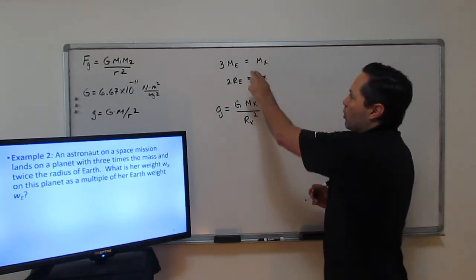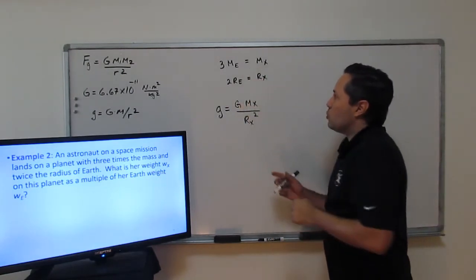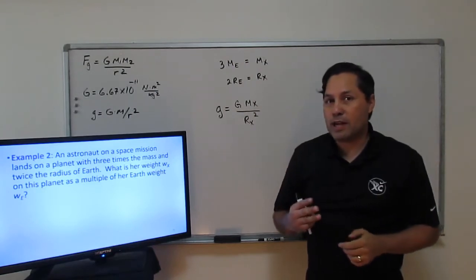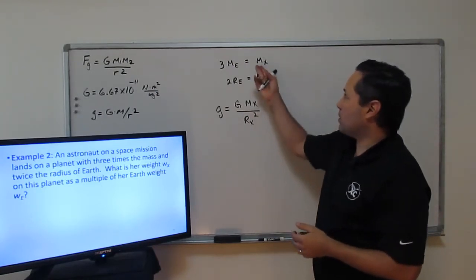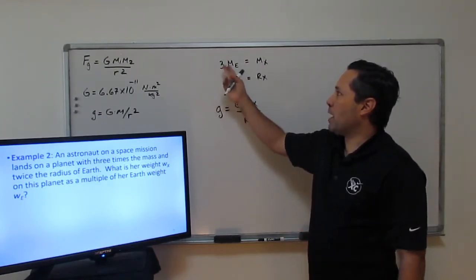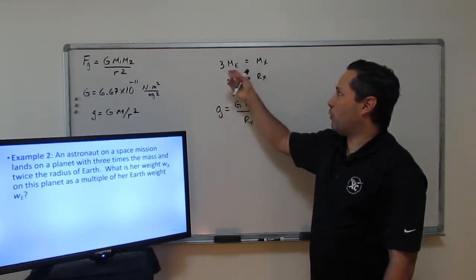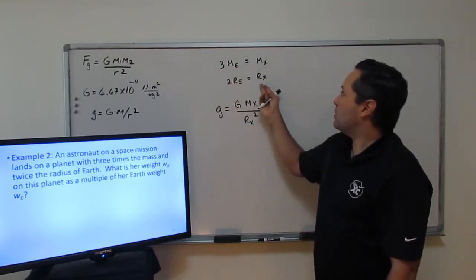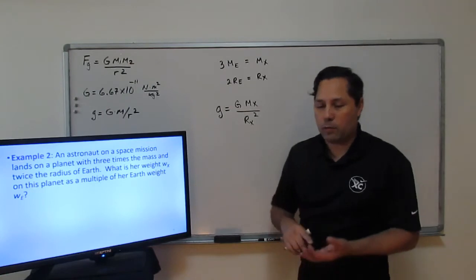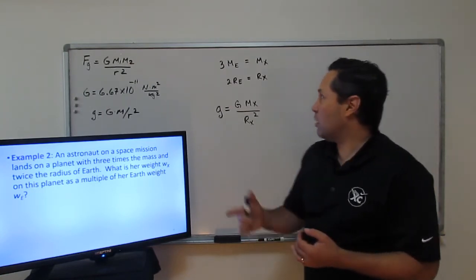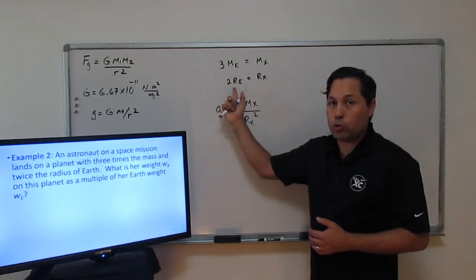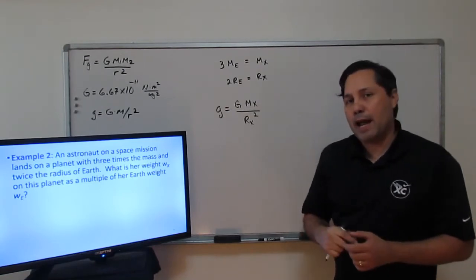So I started by putting these two down. If the planet is 3 times the size of Earth as far as the mass goes, then I'm going to multiply 3 times the mass of Earth, and therefore they'll be equal to each other. Same thing for the radius. They said the radius is twice that of Earth. So I have to multiply the radius of Earth times 2 so I can match the radius of planet X.